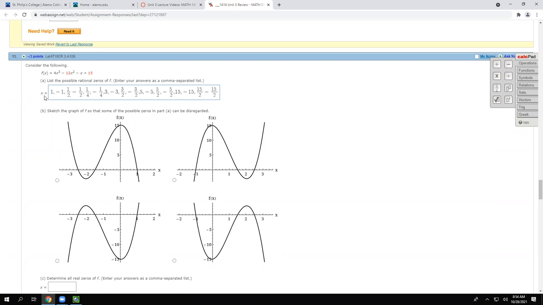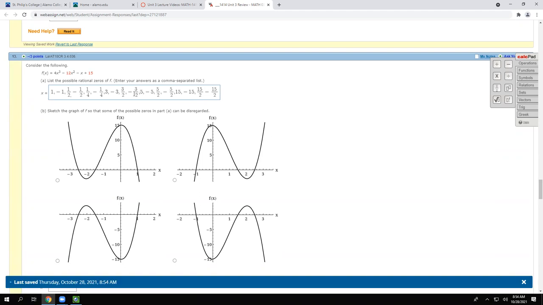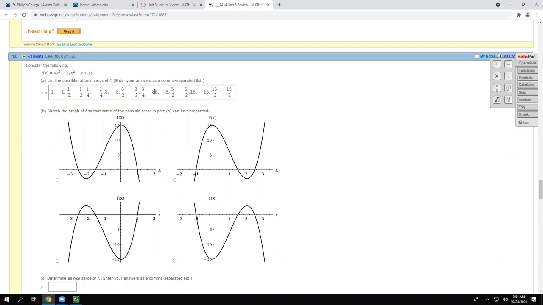1 half, negative 1 half, 1 fourth, negative 1 fourth, 3, negative 3, 3 halves, negative. Oh, I'm missing 3 fourths. See, I'm glad I look back. And 5, 5 halves, 5 fourths I'm missing, and the 15 fourths. See, missing some stuff there. Okay, now we got them all. Now they match what I had on my paper.